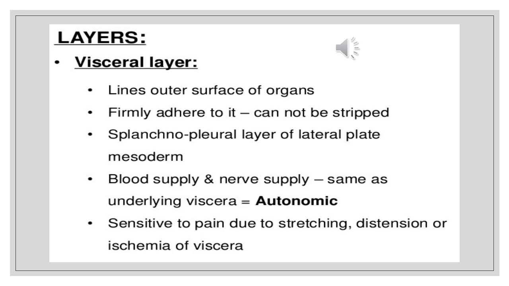Visceral peritoneum. It lines the outer surface of viscera, to which it is firmly adherent and cannot be stripped easily. In fact, it forms part and parcel of the viscera. Embryologically, this visceral layer develops from the splanchnopleural layer of lateral plate mesoderm. Its blood supply and nerve supply are the same as those of the underlying viscera. Because of this autonomic innervation, visceral peritoneum evokes pain when the viscera is stretched, ischemic or distended.